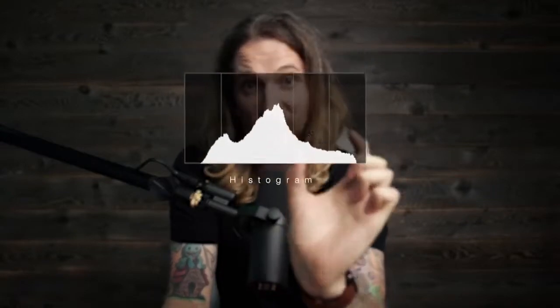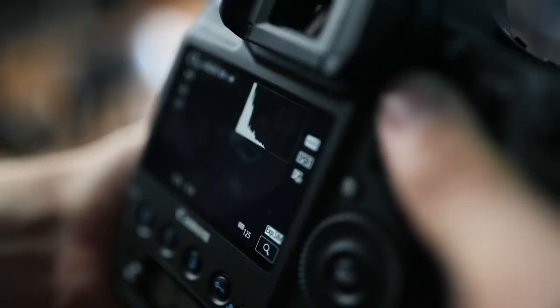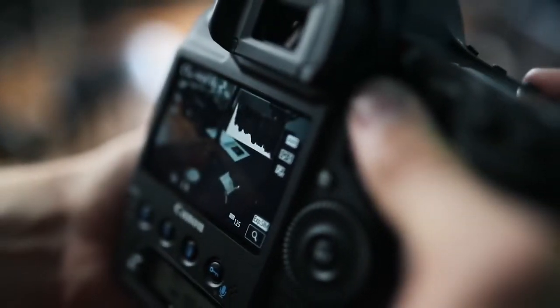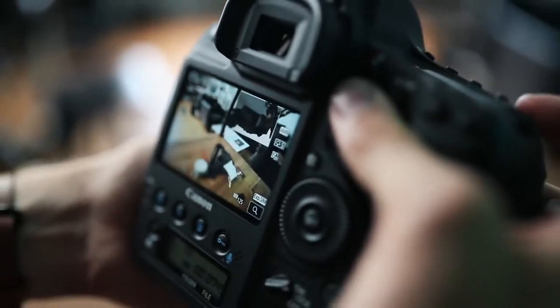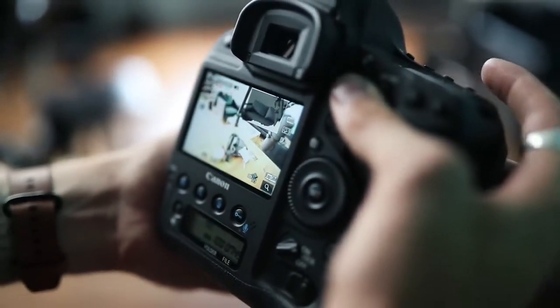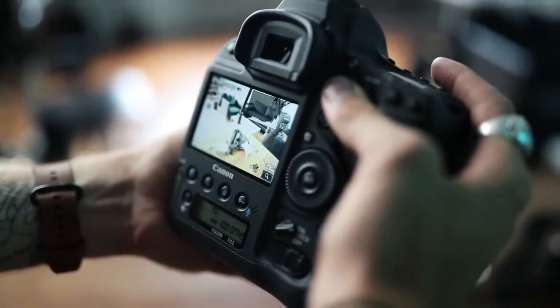Tip number 1, one of the things I wish I paid more attention to is the histogram. That's this little funky chart right here that looks like a heart rate monitor. But the far left of that chart represents the blacks and the shadows. Far right of that chart represents the highlights, the whites, anything that's overexposed. And in the middle is your midtones.